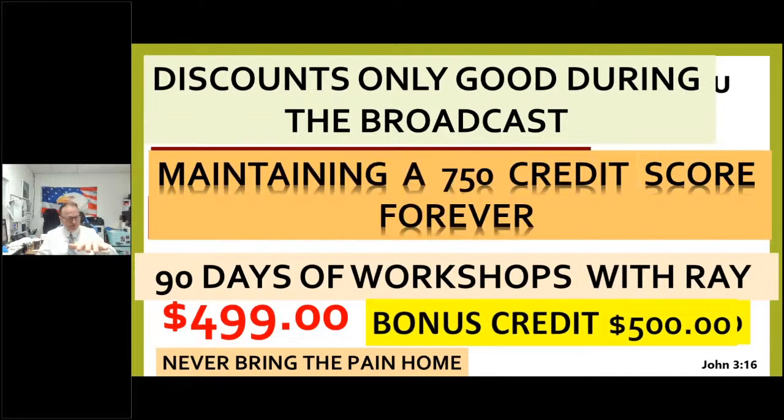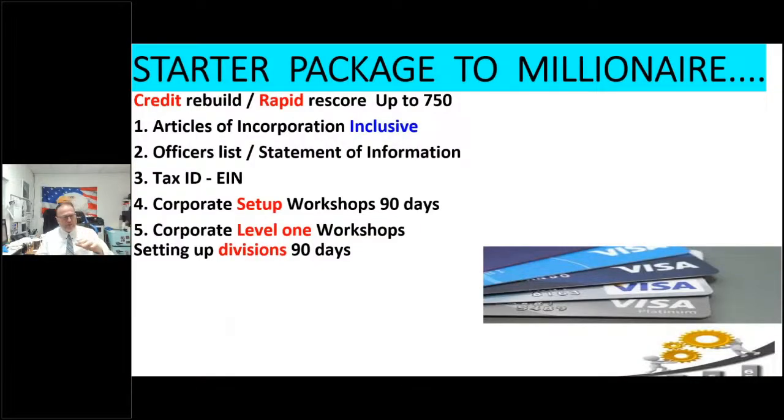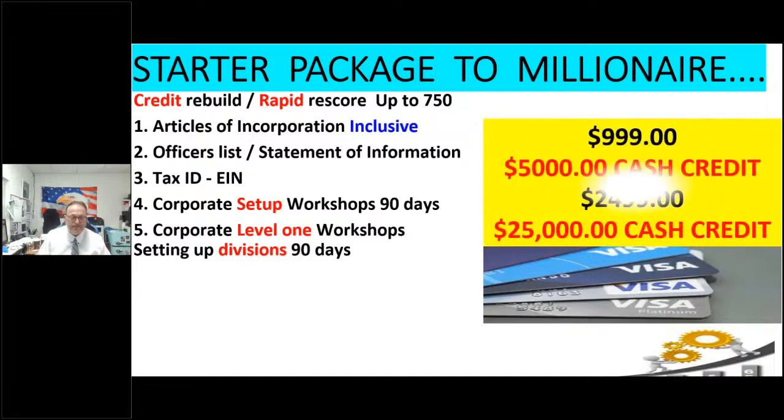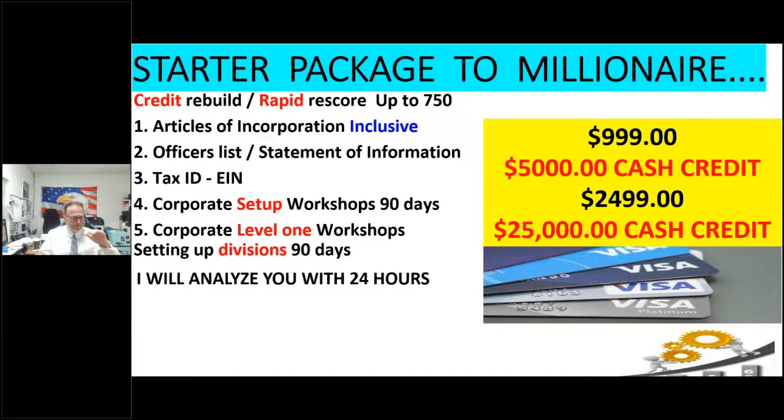Rules and tools, raise rules and tools. What do you maintain? 750 score. So if you don't have a corp, I'll give you one for free. Let me rebuild your credit wrap or rescore setup class, level 1, Saturday, 10 a.m. Pacific Standard Time. Let me charge you $999. I'm going to give you $5,000 of credit back, 5 times your investment. $24.99, $25,000 of credit. So the ultimate goal for you, analyze, add history.